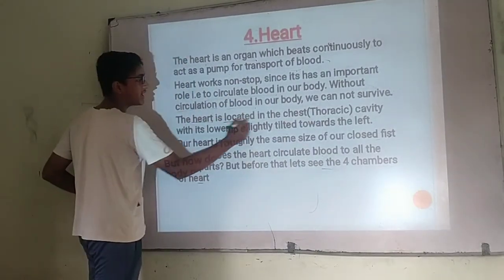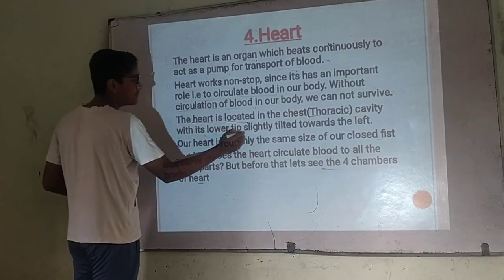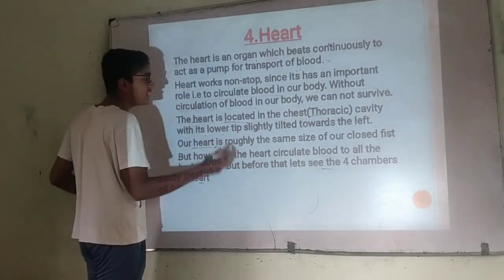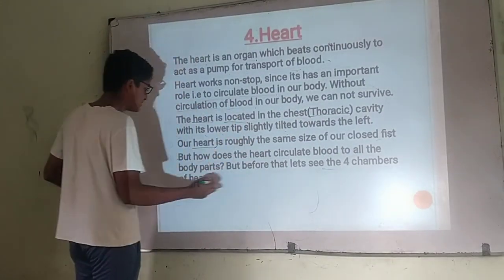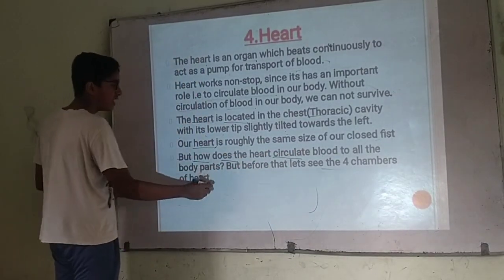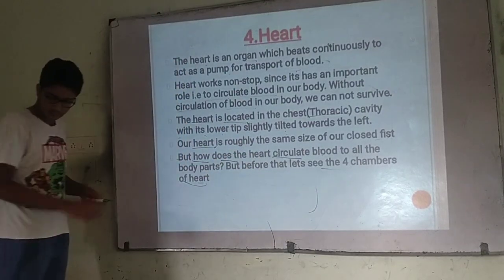The heart is located in the chest, the thoracic cavity, with its lower tip slightly tilted towards the left. Our heart is roughly the same size as our closed fist. But how does the heart circulate the blood to all the body parts? But before that, let's see the 4 chambers of the heart.